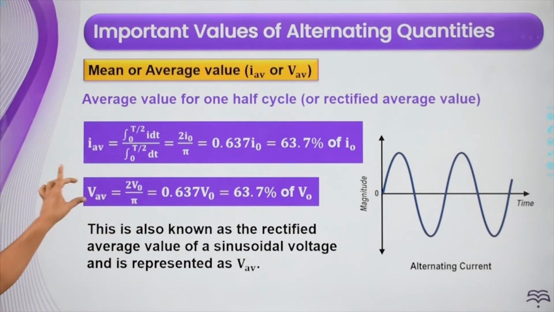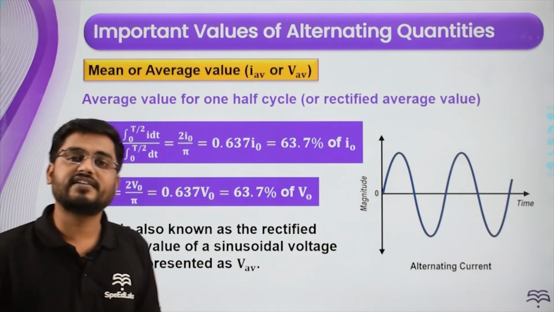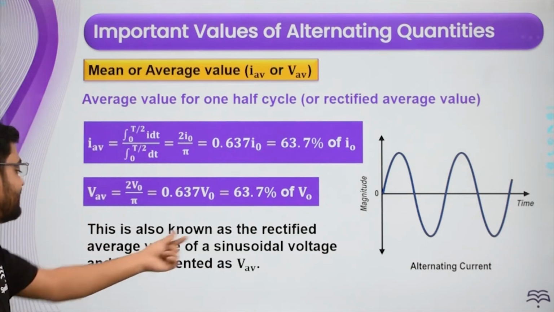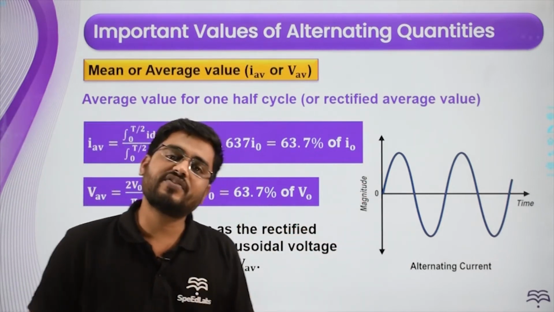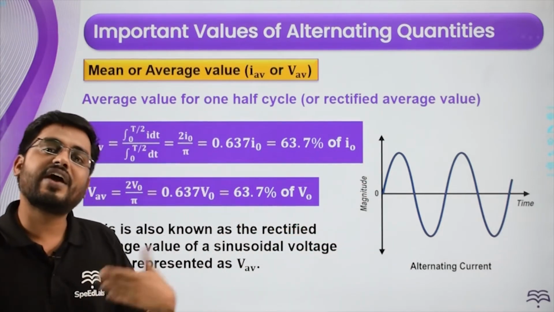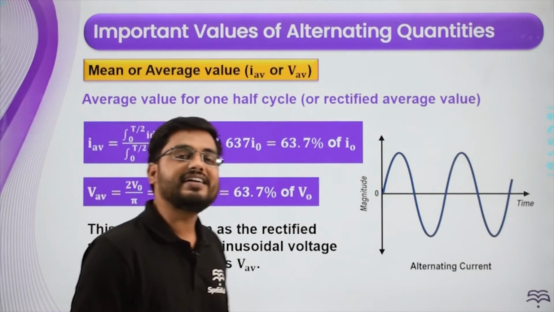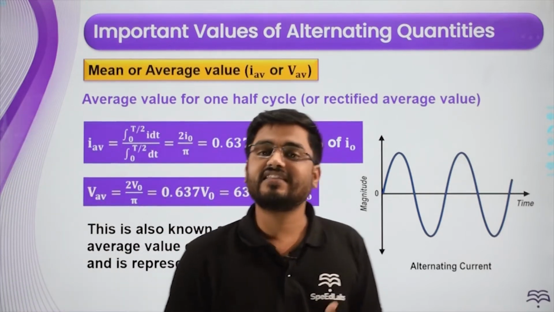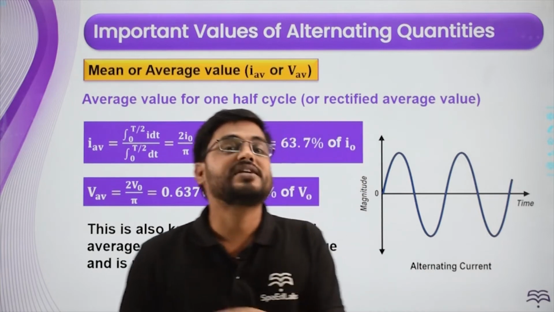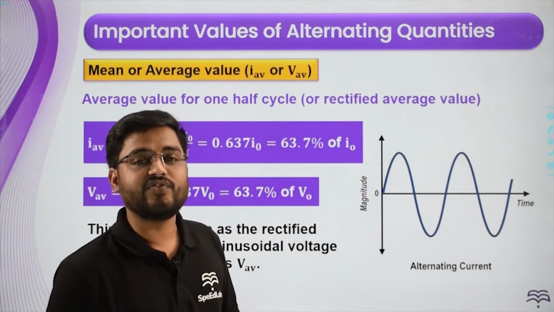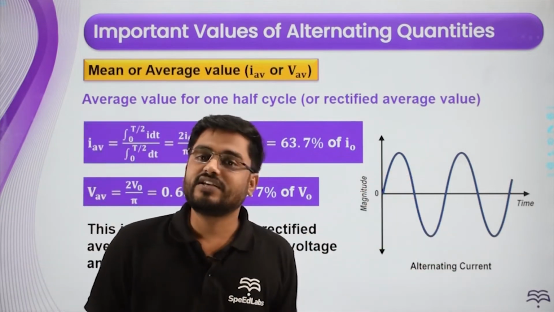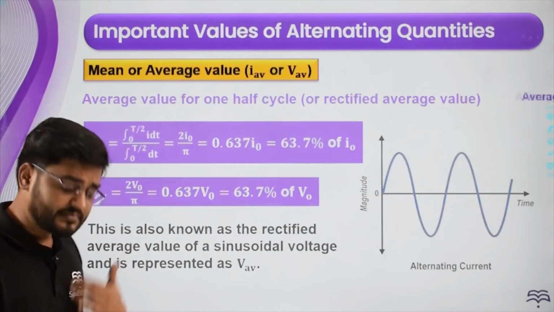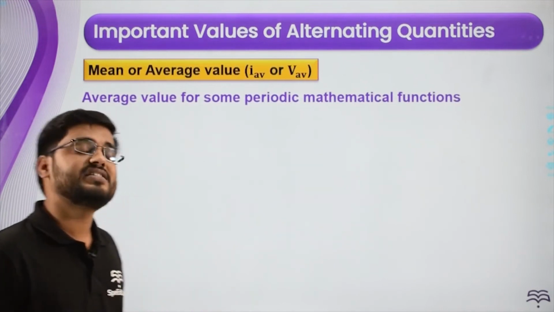Now this value, the average value for half cycle, is also known as the rectified average value, because the full cycle average is anyway 0. So we generally don't use the full cycle average value for alternating current or alternating voltage. Rather than that, we use RMS values. The whole purpose of using RMS values is because the average for a full cycle is anyway 0. So we are going to use the RMS or root mean square values.